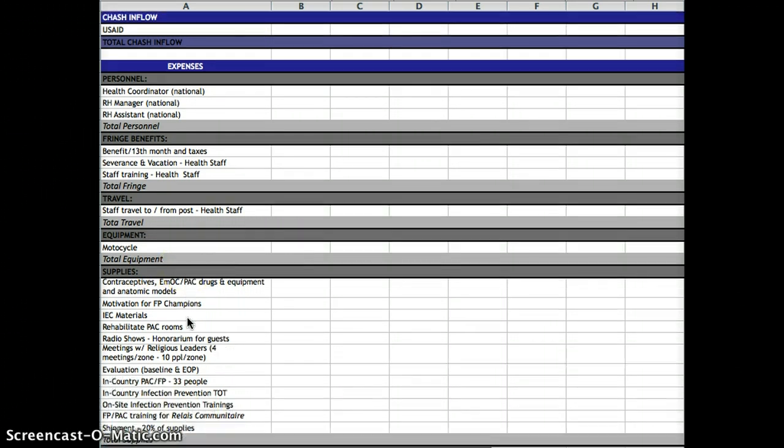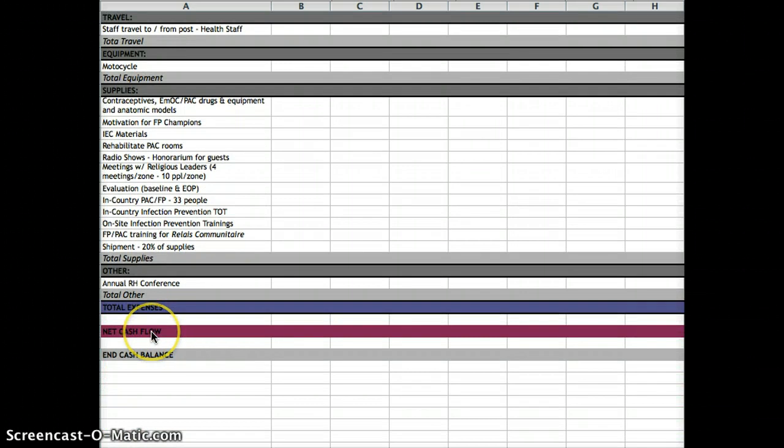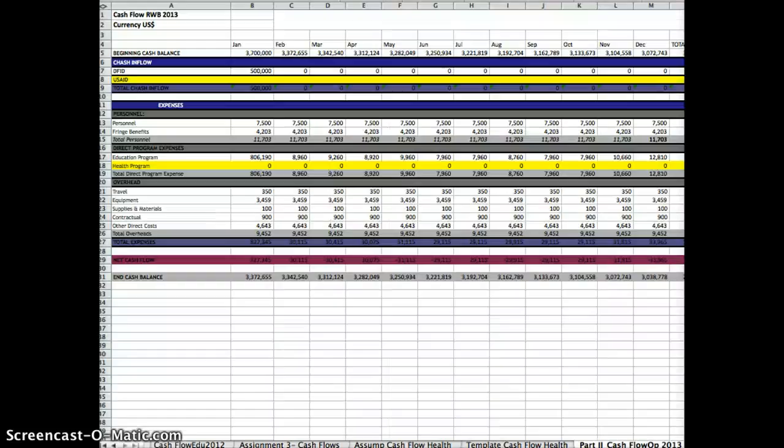To calculate the net cash flow, right here, you should subtract the month's total expenses, also known as cash outflow, from the month's revenues, also known as cash inflow. To determine your end cash balance, you will then add your net cash flow to your beginning cash balance. Note that the end cash balance for one month will be the next month's beginning cash balance.